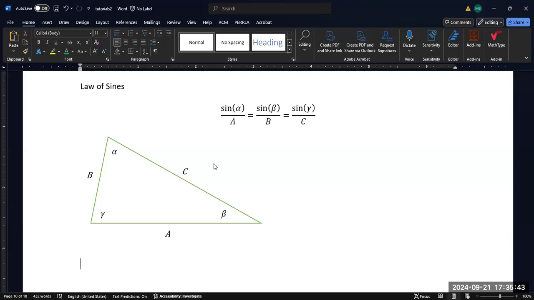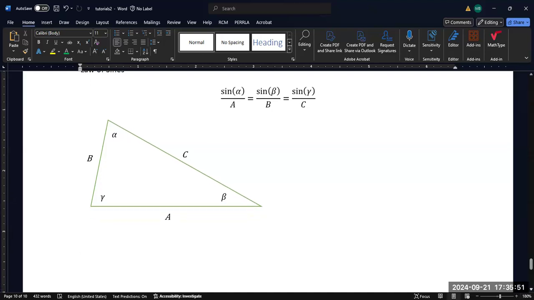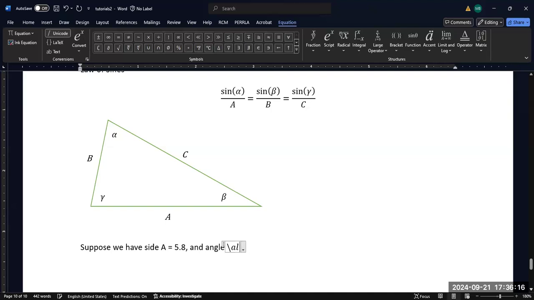Now, let's look at a particular example, and then actually two examples. One where we get only one solution. And one of the tricks about law of sines is that occasionally you can get more than one solution. So let's look at our example. So first example, suppose we have side A is equal to 5.8 and angle alpha is equal to 64 degrees.